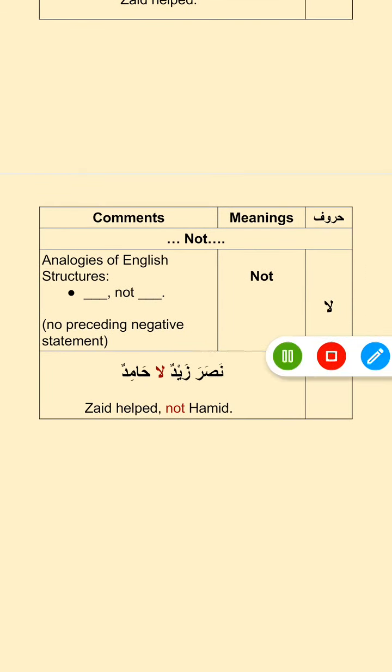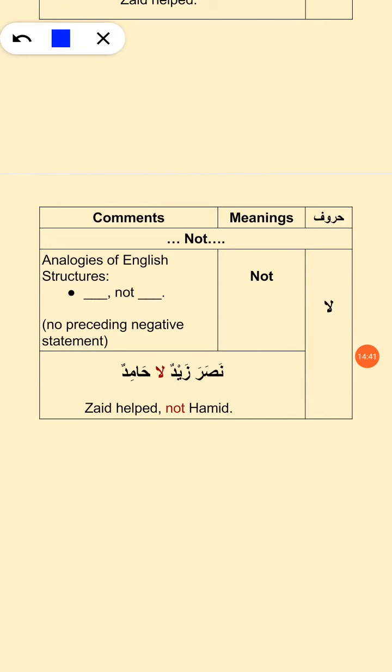It is La, first of all. As I told you briefly in the summary chart above, you're going to use La as a harf ataf, and it's going to be used as not. So you are first going to mention the correct information in the pre-ataf portion, and then you're going to mention the wrong information in the post-ataf portion. So Nasara Zaidun la Hamidun would mean that Zaid helped, not Hamid.